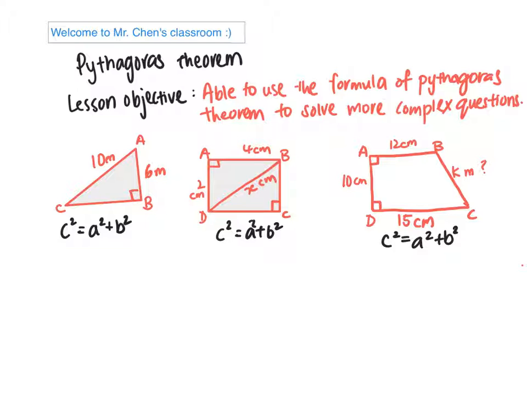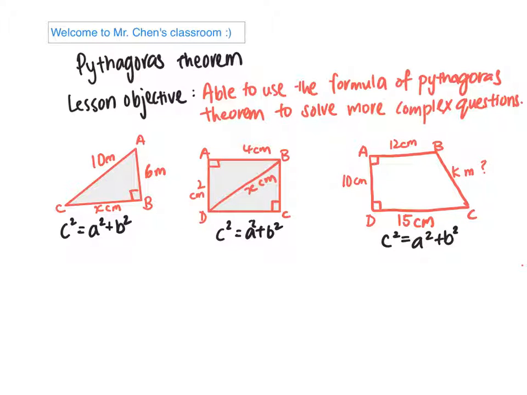These three examples that you are looking at the moment are questions that can be solved with Pythagoras theorem, and each of these has an unknown. Let me put the unknown in, I forgot to put that one. There are three unknown lengths that you need to look for and solve. Let's start with the first one.